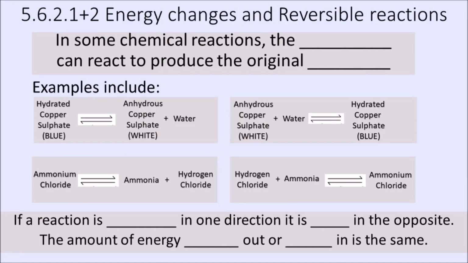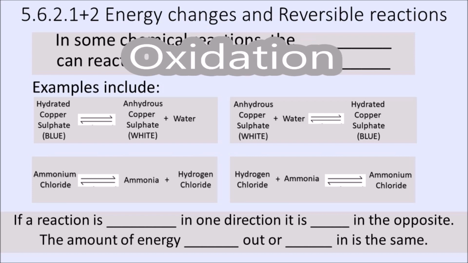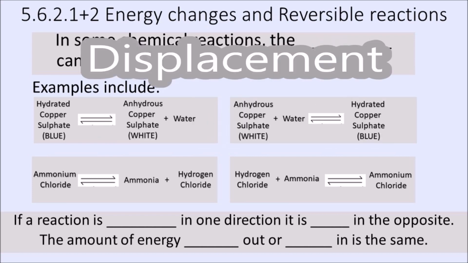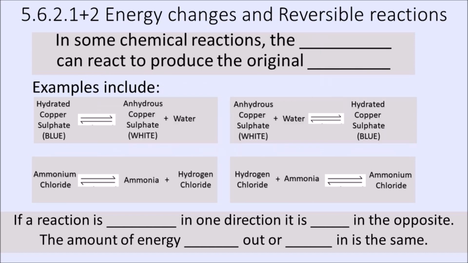You've already considered chemical changes. You've looked at combustion, oxidation, neutralisation, exothermic and endothermic reactions, displacement reactions and thermal decomposition. But in some reactions, the reactants don't always go just to products. The products can also react to produce the original reactants. A couple of examples you must know.